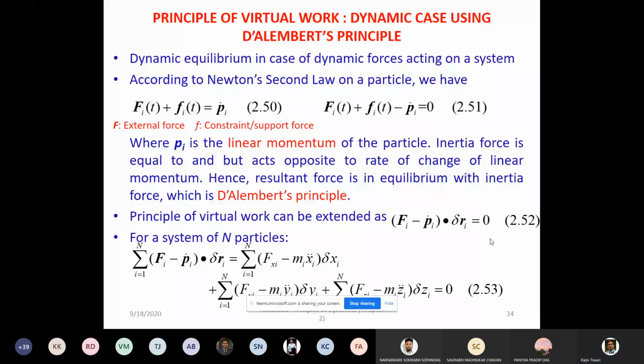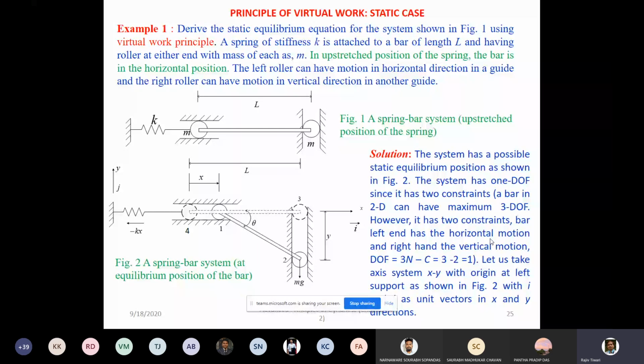I will take up a few examples, and then things will be more clear, because whatever I explained is a very general description, or more general formulation, of the virtual work principle. So I'll take up a couple of examples. First I will take the static case so that the concept is more clear, and then maybe in the next class we will take another example for the dynamic case.